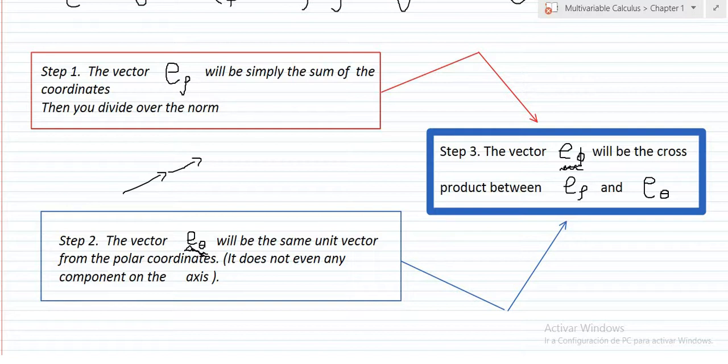Now for step 2, just remember polar coordinates. In polar coordinates we have an E theta as well. Basically, that is a vector which is perpendicular to this one, and the vector that you got in polar coordinates is exactly the same in spherical coordinates, because it doesn't have a zeta coordinate. And finally, if you want to get phi, you're just going to cross multiply those two vectors that we just computed, and that's it.